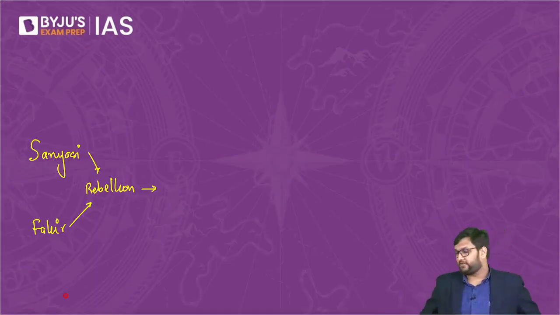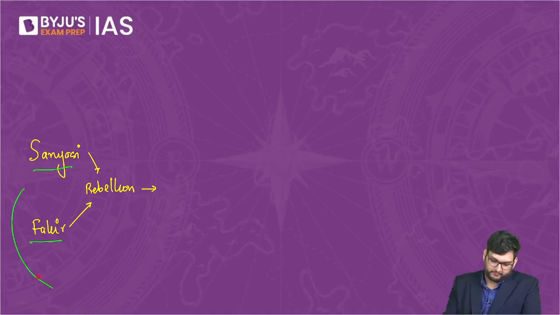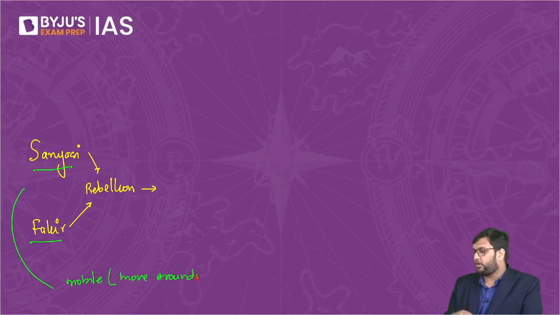So you would have seen sannyasis, dandis, fakirs in different places. They don't adhere to basic notions of society. They roam around. And the most important feature of a sannyasi and fakir is that they are never sedentary. They are mobile, which is that they move around. So sannyasis will go around in a certain sector, fakirs will go around in a certain sector.